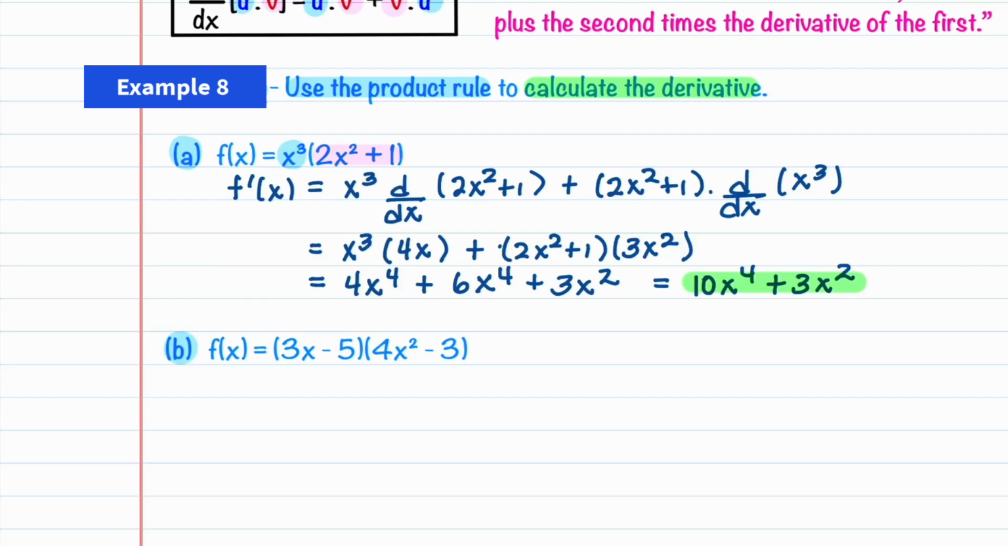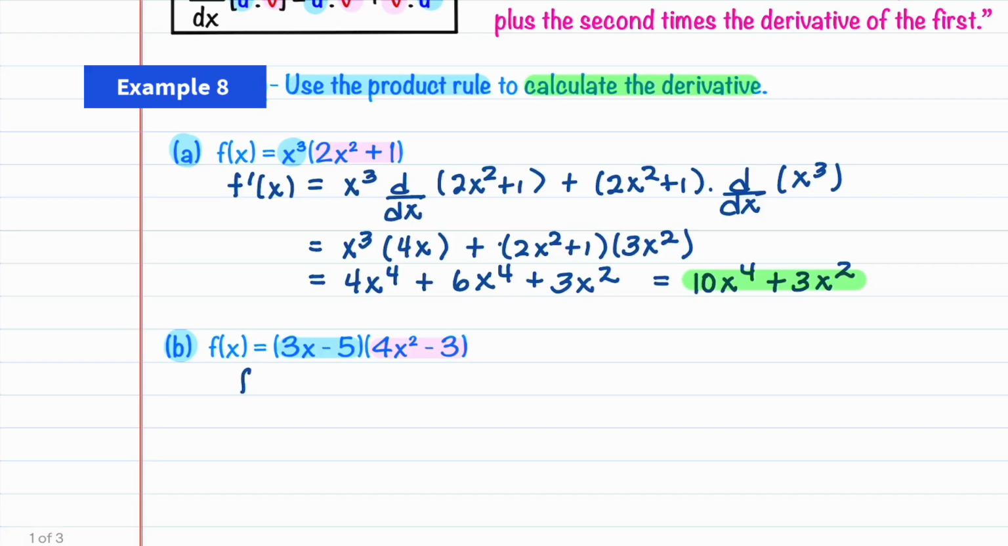Let's now look at part B. In part B, we are going to be differentiating the function f of x is equal to 3x minus 5, that is our first function, times 4x squared minus 3, and that's our second function.